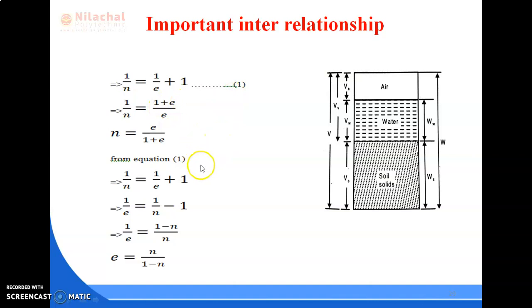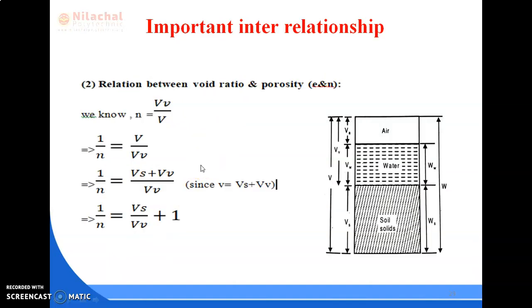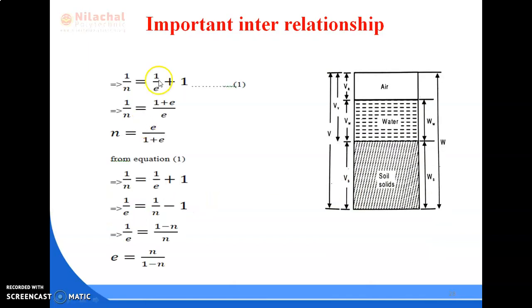Again here Vs by Vv, which implies 1 by n equals 1 by e plus 1, give it equation 1. 1 by e, because we already know that void ratio equals Vv by Vs, and this is the reverse of it, so we write here 1 by e plus 1, equation 1. Which implies 1 by n equals, we add this 1, (1 plus e) by e, which implies we need n value, so we reverse it, n equals e by (1 plus e). This is the relationship between n and e.